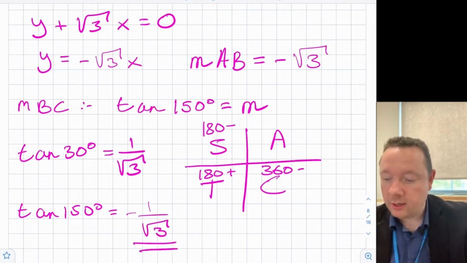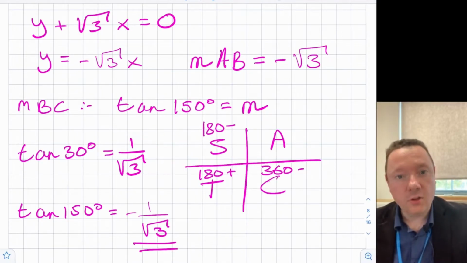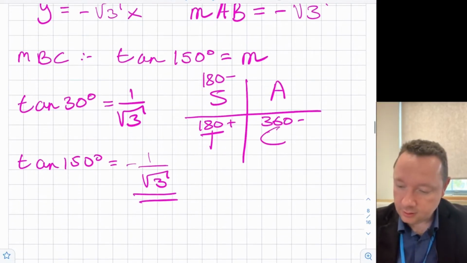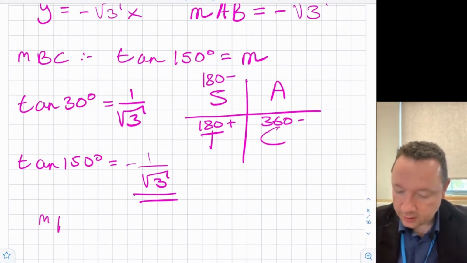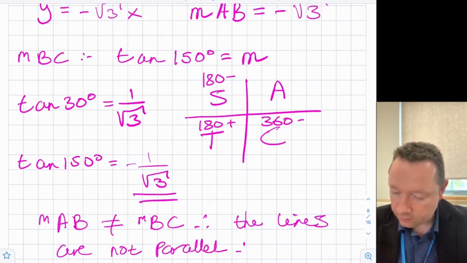We've now worked out our gradients. We know the gradient of the bit AB is minus root 3 and the gradient of 150 degrees is minus 1 over root 3. So these are not parallel lines because they have not got the same gradient. So we could just write a little statement. The gradient of AB does not equal the gradient of BC. Therefore, the lines are not parallel and therefore not collinear.